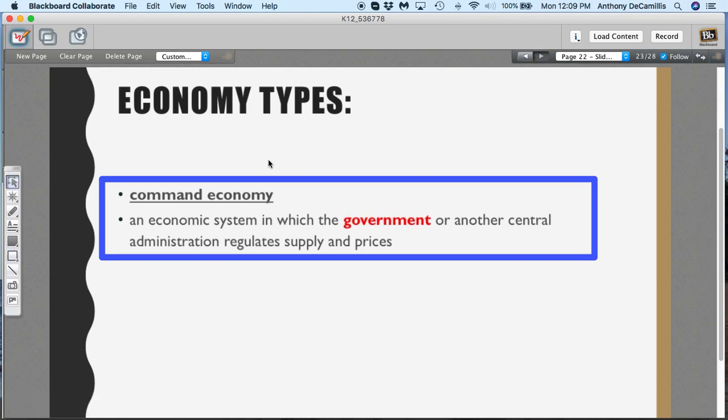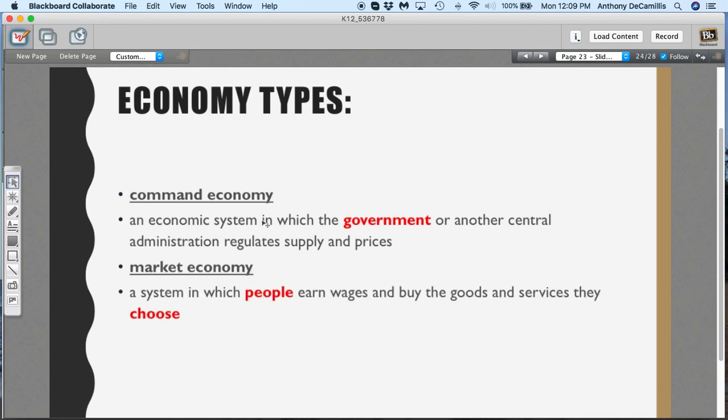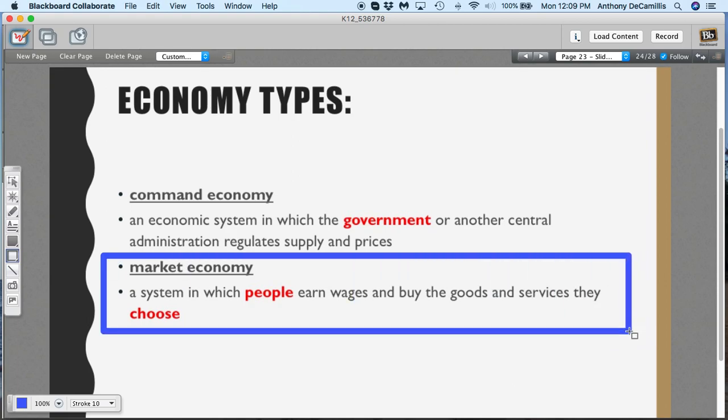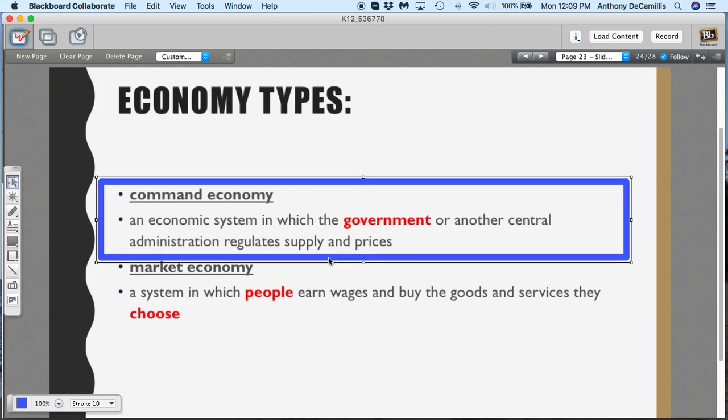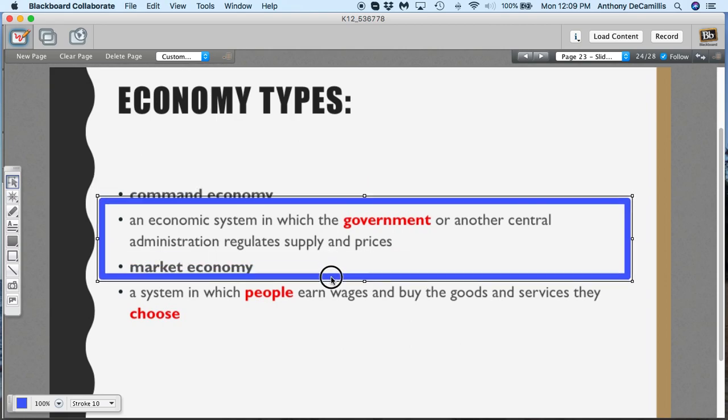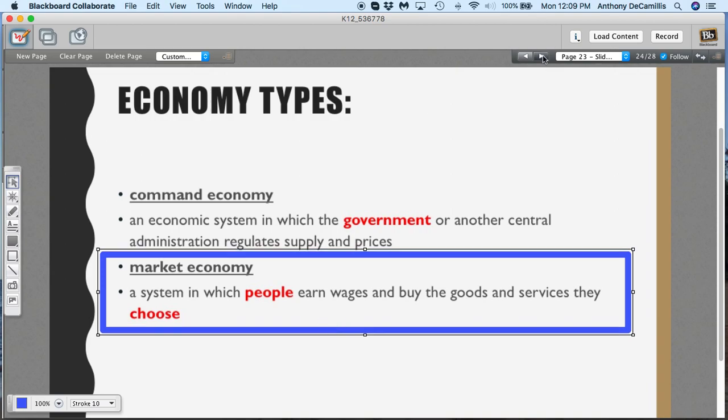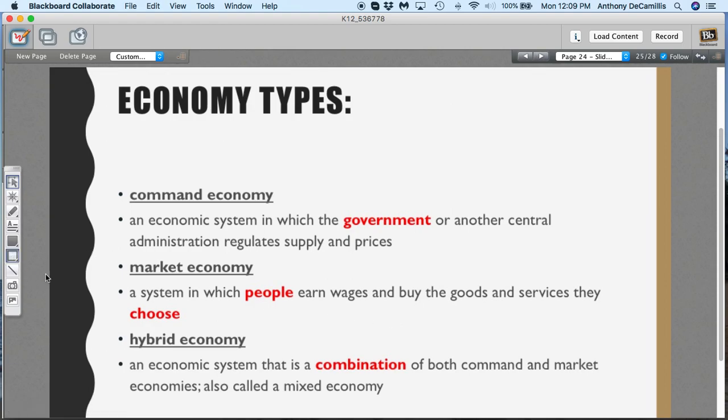The opposite of this, what the United States has always stood for and tried to support and balance out, is a market economy. When the government isn't setting prices and terms and things, it's people. This is what capitalism is, which we hinted at the beginning of today. It's a system in which people earn wages and buy goods and services that we choose. We set prices, not a commander at the top of things. In a market economy, there is no individual or system controlling these things. It's about people.